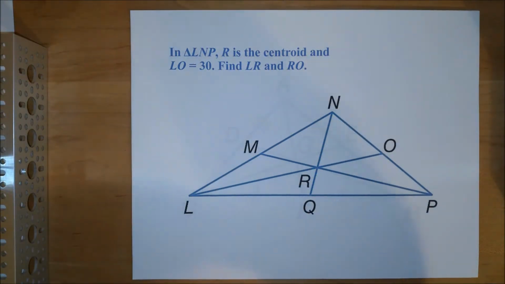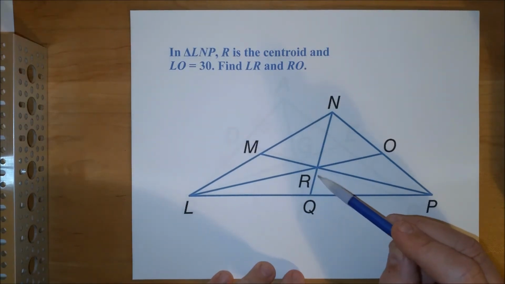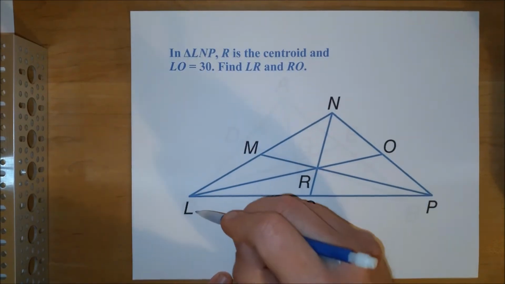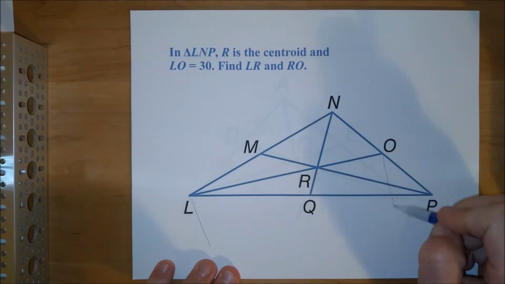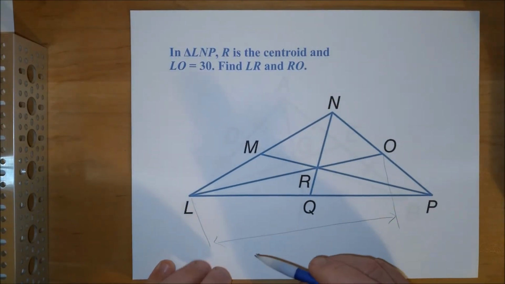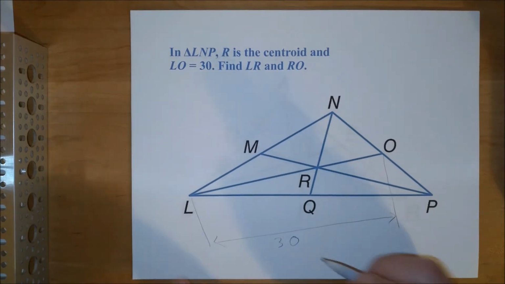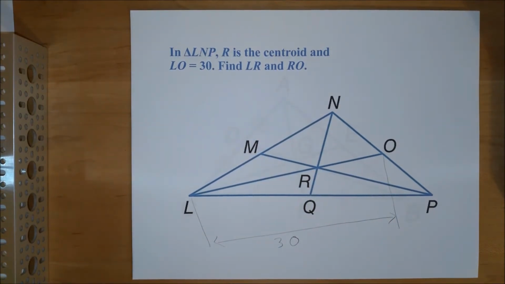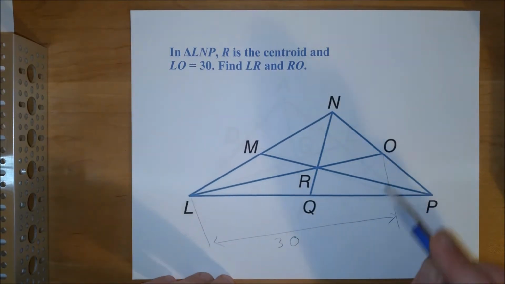In this problem, we have triangle LNP. They're telling us R is the centroid, and LO is 30 units long. Okay, so I'm just going to mark this entire median here as 30 units long. And they want us to find LR and RO. So how long is LR and RO?